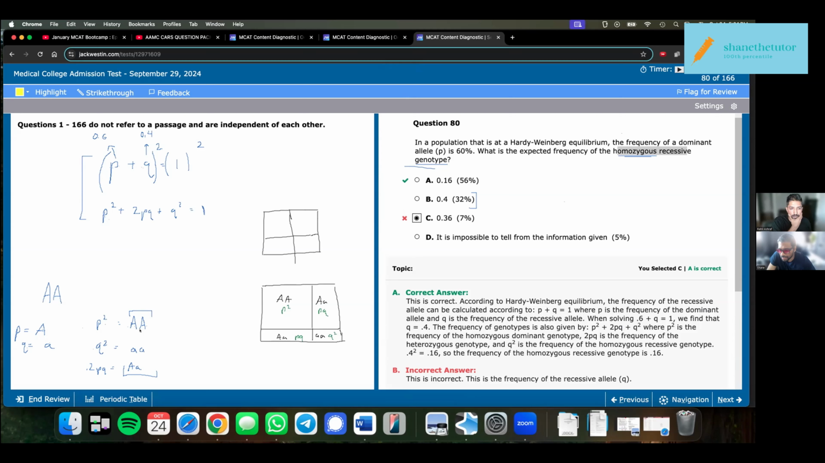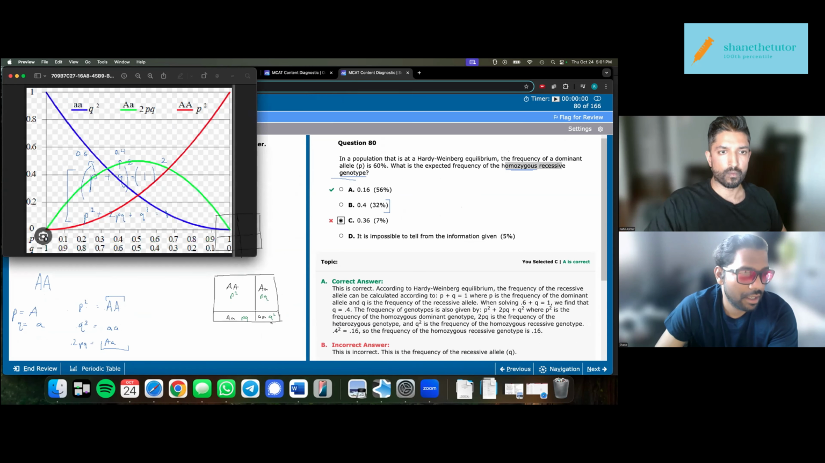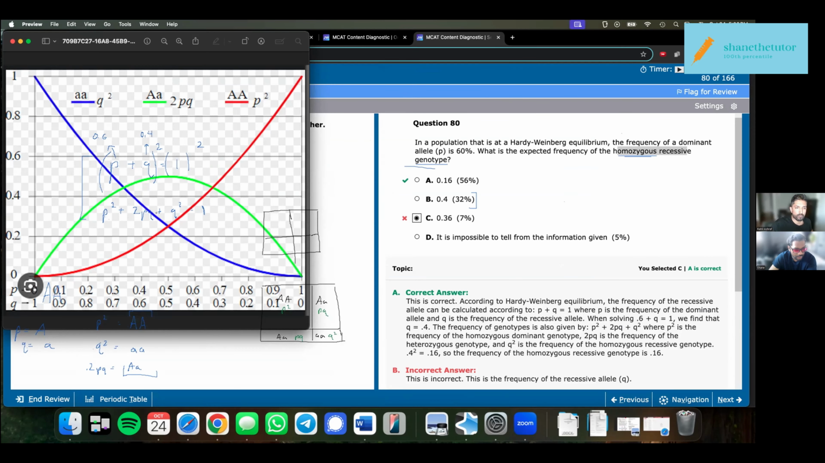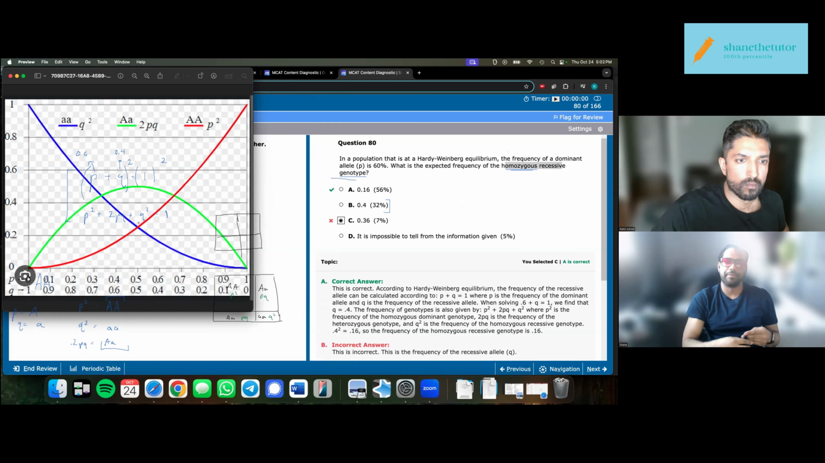So here is a little graph. I'm trying to find one that isn't transparent as a background, but take a look at this in the chat. We see here that the red represents the p squared, which is big A, big A, and the blue represents the q squared, which is little a, little a. As the amount of big A or p squared increases, the amount of q squared decreases. And when they're both equal, that's when the 2pq value is the highest. Ah, okay.